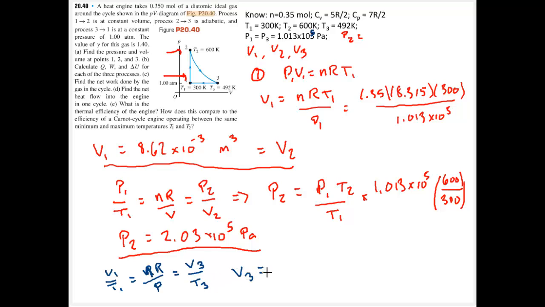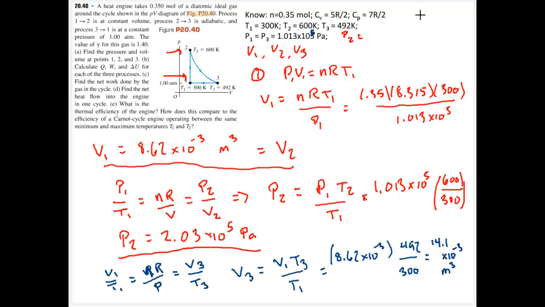So I can say volume 3 is now going to be equal to volume 1 times temperature 3 divided by temperature 1. I know that the volume at 1 is going to be 8.62 times 10 to the negative third cubic meters. I know that the temperature at 3 is going to be 492 degrees Kelvin. The temperature at 1 is going to be 300 degrees Kelvin. So I'm going to come up with 14.1 times 10 to the minus third cubic meters for point 3.